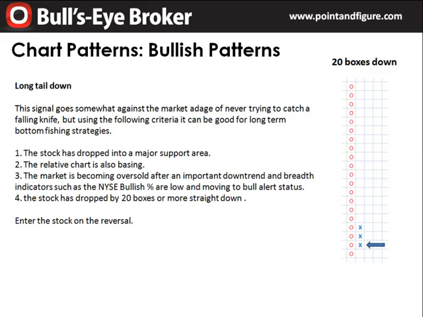3. The market is becoming oversold after an important downtrend, and breadth indicators such as the New York Stock Exchange bullish percent are low and moving to a bull alert status. 4. The stock has dropped by 20 boxes or more straight down. This is generally a contrarian pattern.